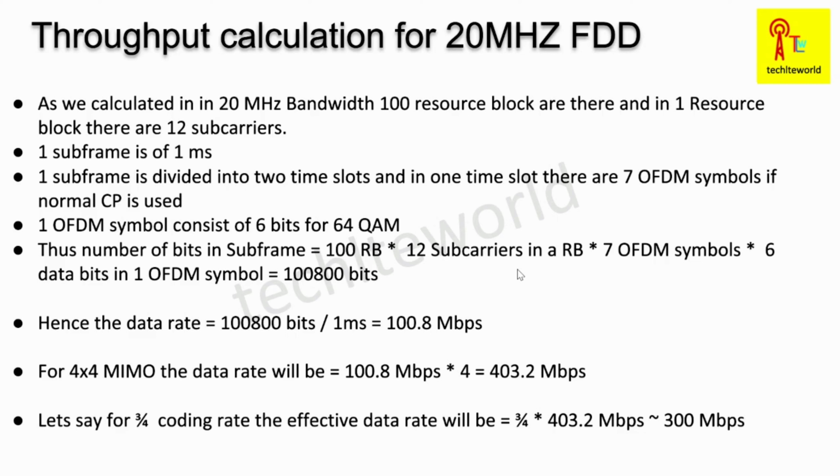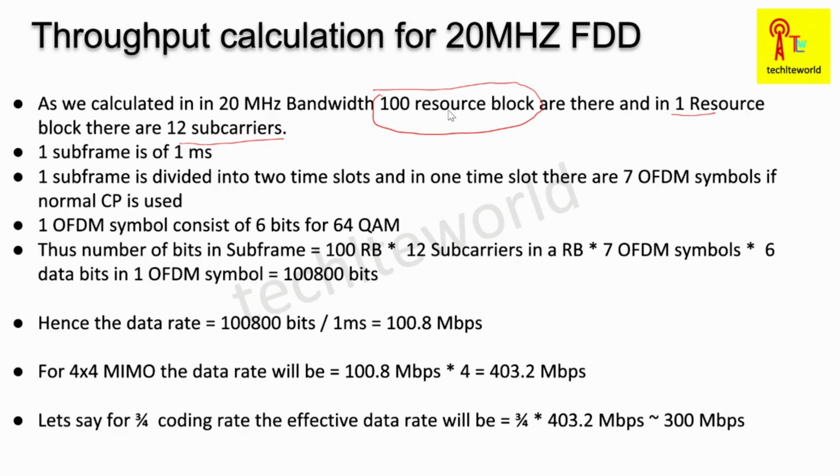For our calculation, we have considered 20 megahertz bandwidth. In a previous slide, we calculated how many resource blocks can be accommodated in a 20 megahertz bandwidth. Basically, 18 megahertz was the effective bandwidth. So in 20 megahertz bandwidth, 100 resource blocks can be accommodated. And as we know, in one resource block, there are 12 subcarriers.